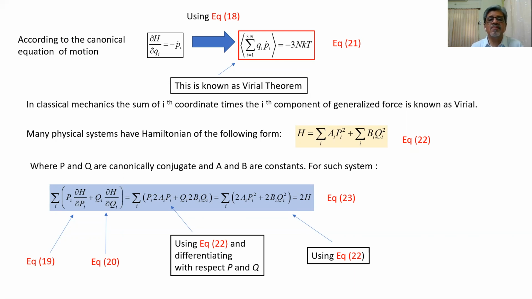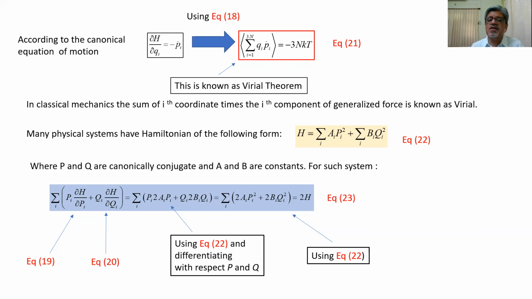And this is known as the virial theorem. So the virial theorem, we have already discussed in classical mechanics earlier, can be represented as the ensemble average of the summation i from 1 to 3N of q_i p-dot_i equal to minus 3NkT. Now, in classical mechanics, the sum of the ith coordinate times the ith component of generalized force is known as the virial, because p-dot_i is a generalized force. In many physical systems, the Hamiltonian has the following form: H is equal to the summation over i of A_i p_i squared, plus the summation over i of B_i q_i squared.